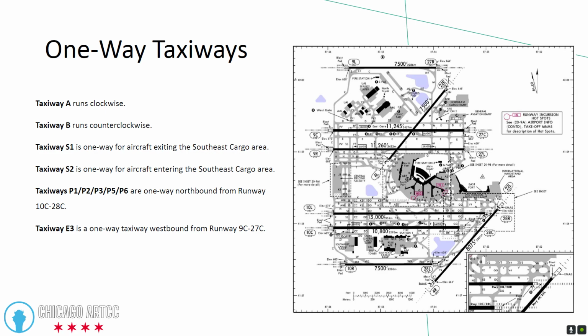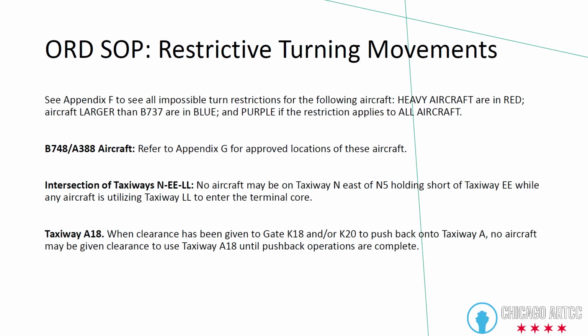Any other questions on one-way taxiways can be found in the appendix in the SOP, along with these next few slides. Restrictive turning movements: Appendix F shows all possible turn restrictions for the following aircraft. Heavy aircraft in red. Aircraft larger than 737s in blue, and purple if the restriction applies to all aircraft. For 748 and A380 aircraft, see Appendix G for approved locations of these aircraft.